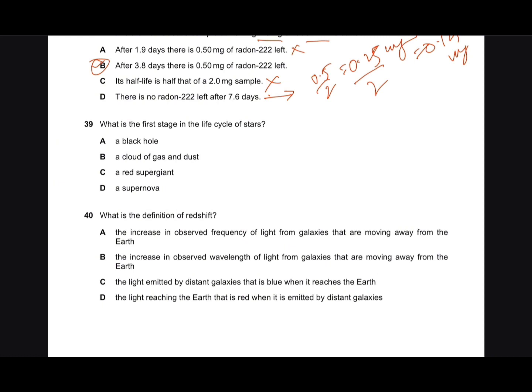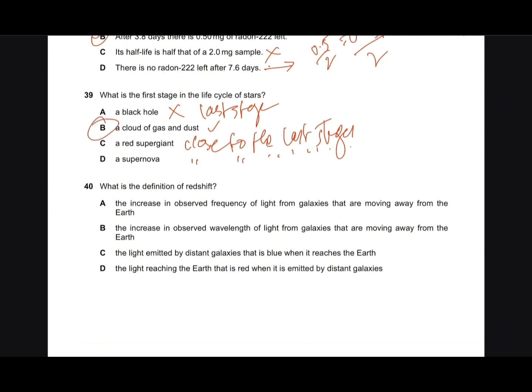What is the first stage in the life cycle of stars? The first stage cannot be the black hole. This is the last stage. Cloud of gas and dust could be a possibility. Red supergiant is close to the last stages. All right, a supernova is, yes, very close to the last stages. So as a result, a cloud of gas and dust is your perfect answer.